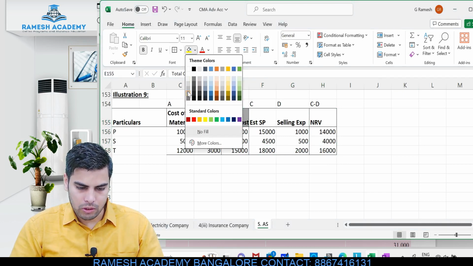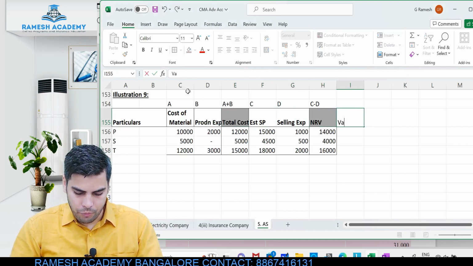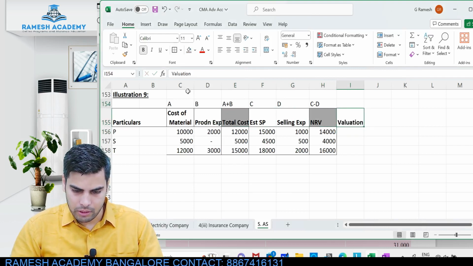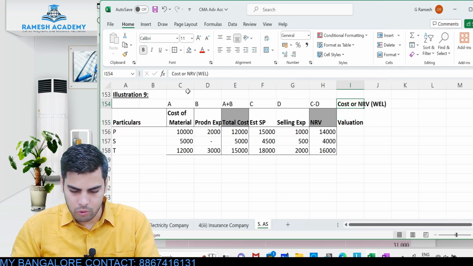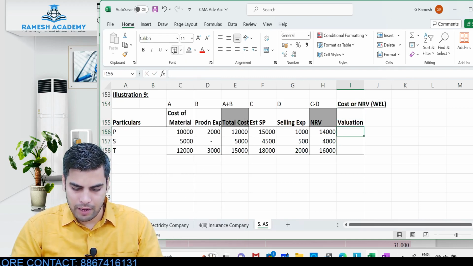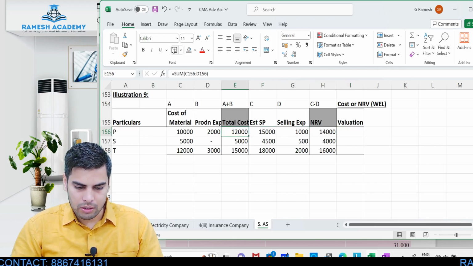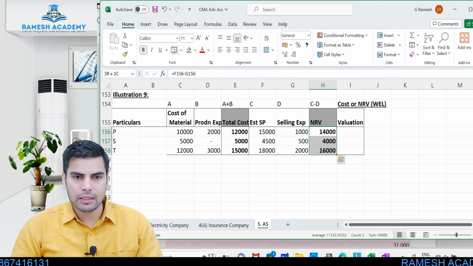So I know the cost, I also know the net realizable value. So valuation will be quite simple. Cost or NRV, whichever is less. Out of these two, I just need to check which is the least amount and that would be the valuation. So here cost are these figures, and net realizable value are these figures.